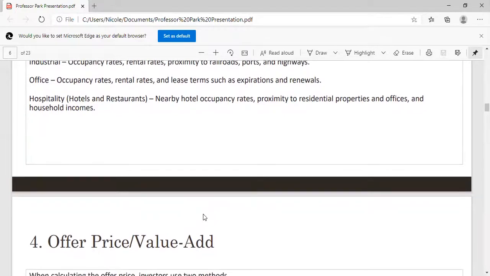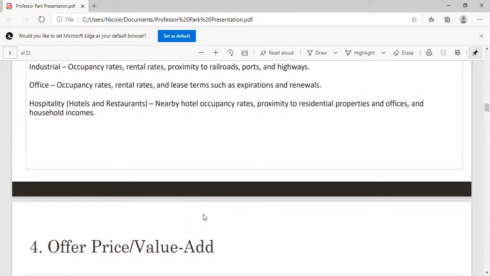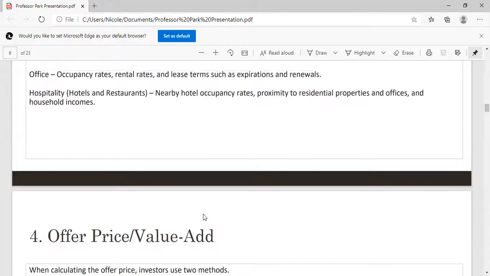For office, occupancy rates again, rental rates and lease terms such as expirations and renewals. If you have an office that has a lot of lease expirations coming up, that could be a good thing. That could be that you could get it for cheap and say that the rents that the office currently has are really low compared to the rest of the market. That could be a really good sign of a potential value add for that property. So you could get it for really cheap, release it up at higher rates, have higher cash flow, and it would just be a really great investment to make.